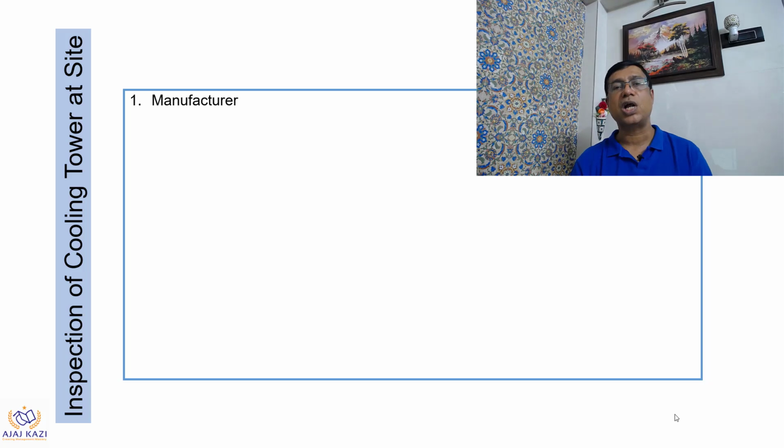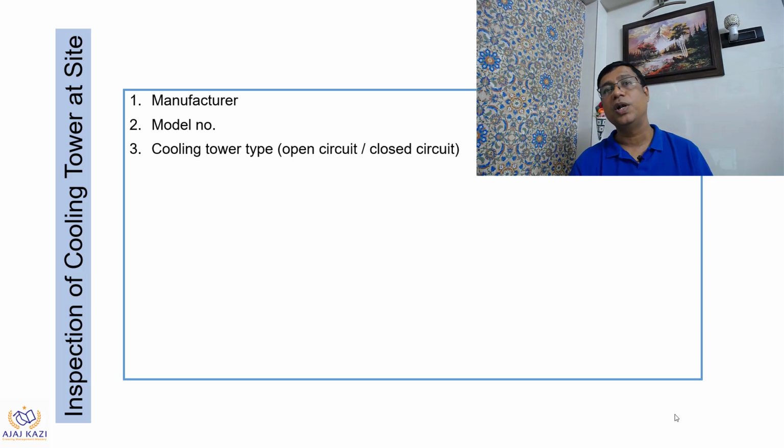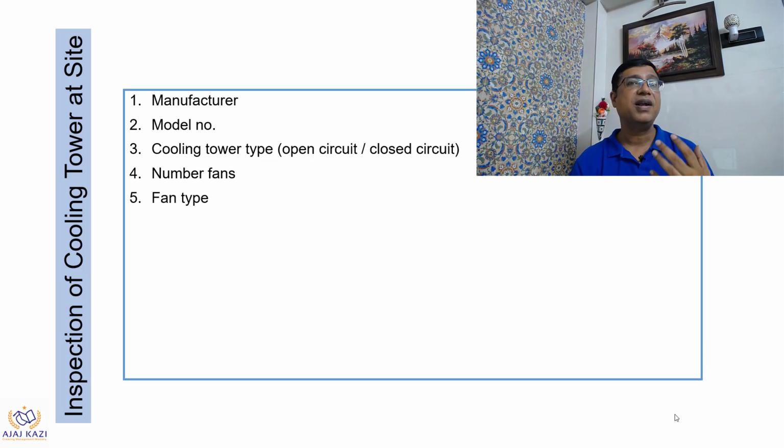So first important aspect is the manufacturer. The approved manufacturer is delivering or not need to be checked. Second important thing is model number needs to be checked, right? Third is cooling tower type, whether it is open circuit or closed circuit needs to be checked. Number of fans in a cooling tower, what was there in the data sheet or drawing specification, how many are delivered at site. What are the fan types, whether AC fans or direct driven fans or belt driven fans. We have to check that.